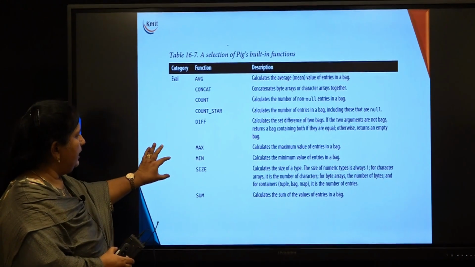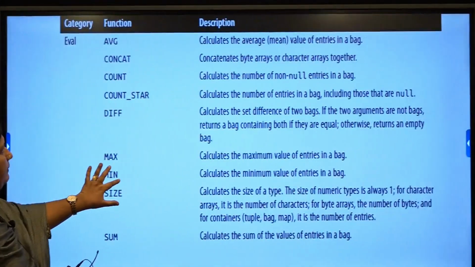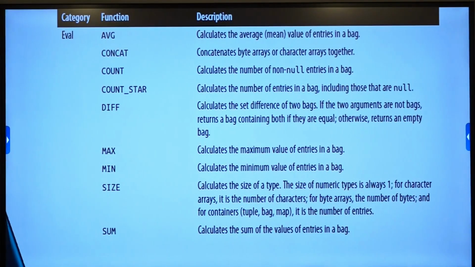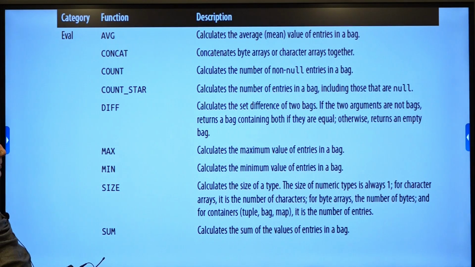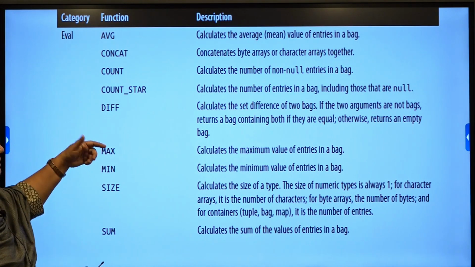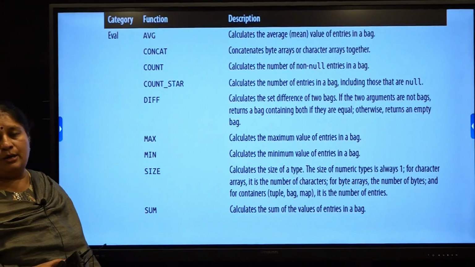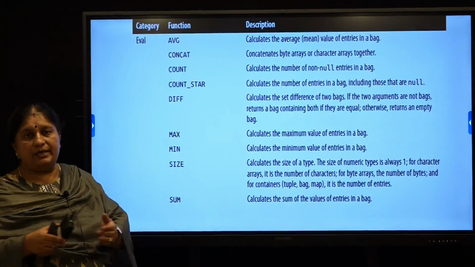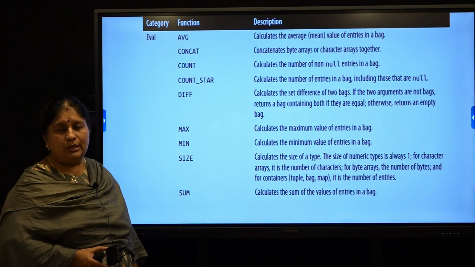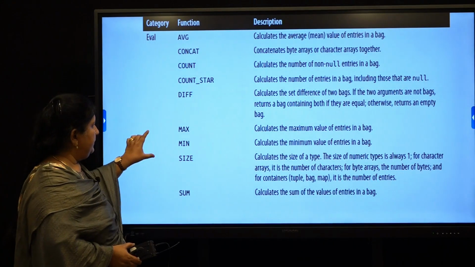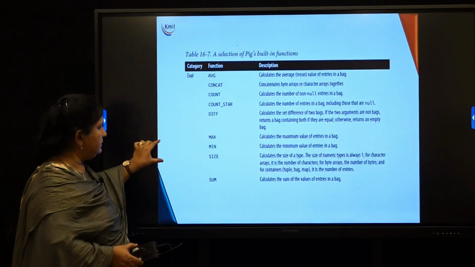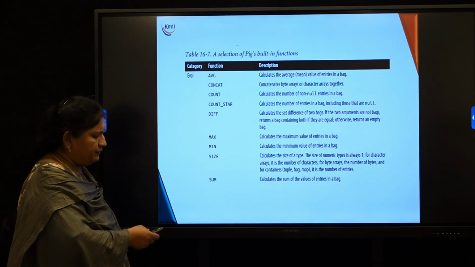So, if you can see, we have average, concatenation, count, count star. Try to see the difference between count and count star. Count will count the not null entries in a particular relation bag, whereas count star will count all the entries, including null values also. Difference, max, min, size of the bag, etc. Sum. These are some of the functions built into Pig.